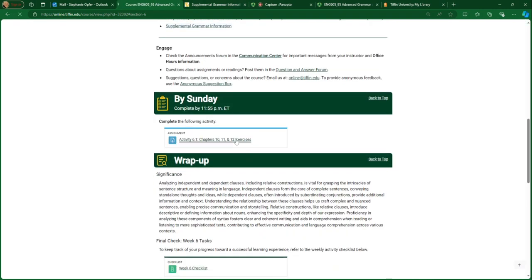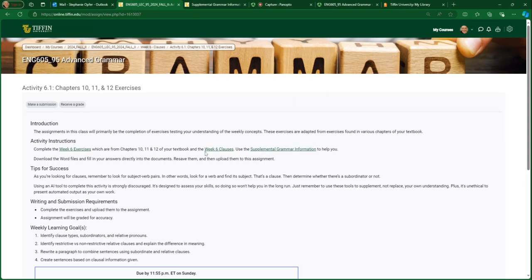So this week you have two files again, the exercises and then the clauses. If you click on the exercises, it downloads to a Word file as usual. This week there are exercises from chapters 10, 11, and 12 in your textbook. In number 1 here, it says classify the following according to clause type and what kind of speech act they would most likely be used to perform.